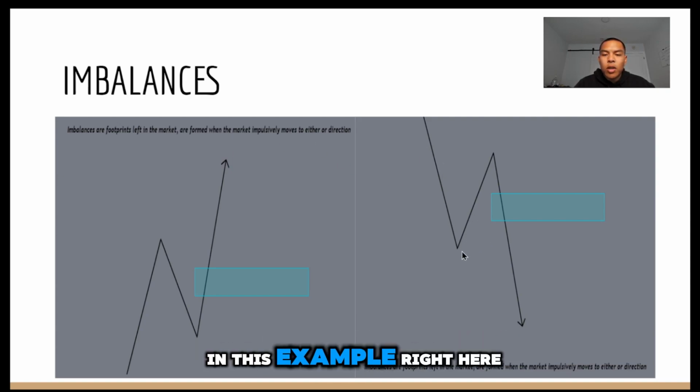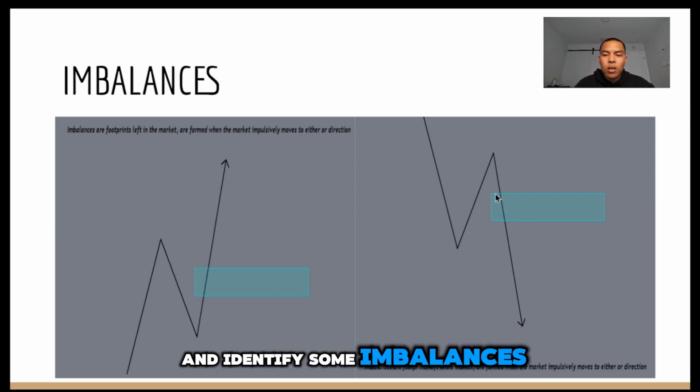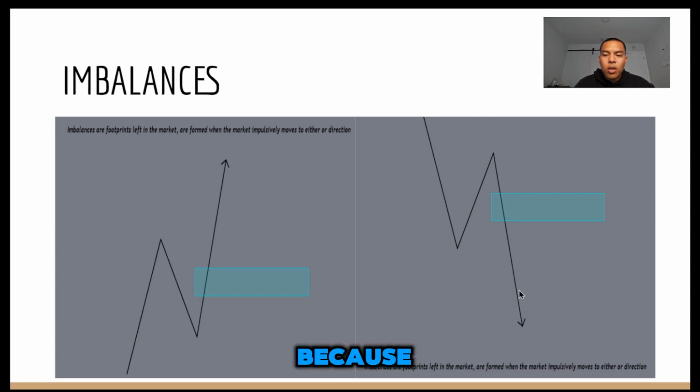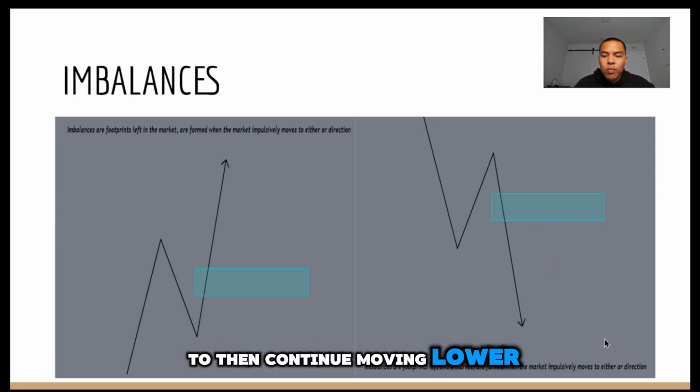In this example right here, we have a lower low, lower high, and a new lower low. Once this is established, you want to anticipate and identify some imbalances that are within this range, because these are footprints that are left in the market that the market pretty much, you could say, market makers or AI softwares have to come back to in order to rebalance price action to then continue moving lower.